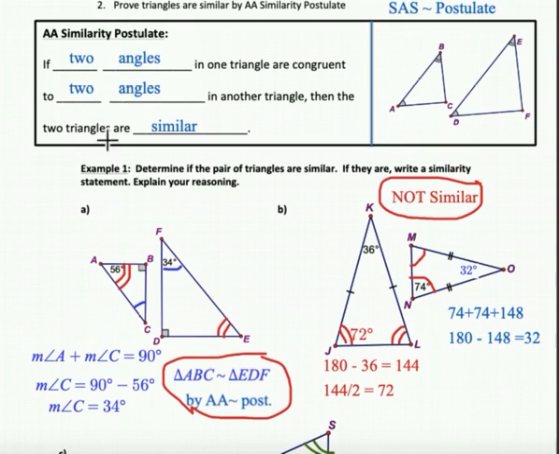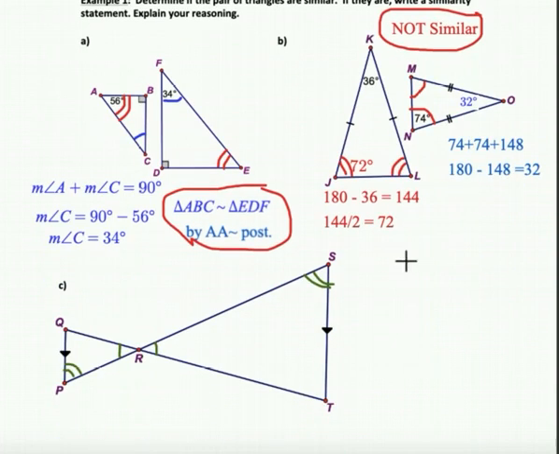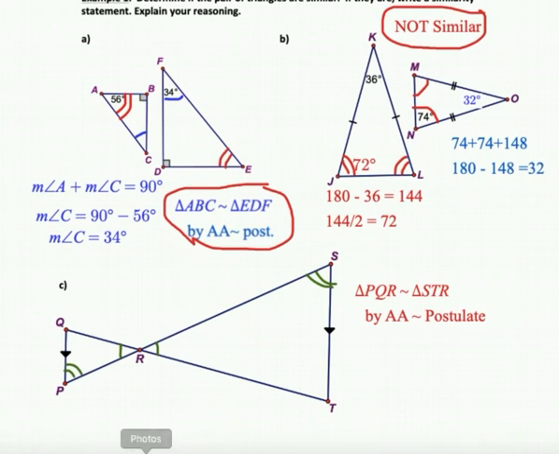I have enough to say that two angles in one triangle are congruent to two angles in another. So therefore, these two triangles have to be similar. I know that angle P corresponds to angle S, I know that angle Q corresponds to angle T, and I know that the two vertical angles correspond with each other, represented by vertex R. So I can say triangle PQR is similar to triangle STR using the angle-angle similarity postulate.